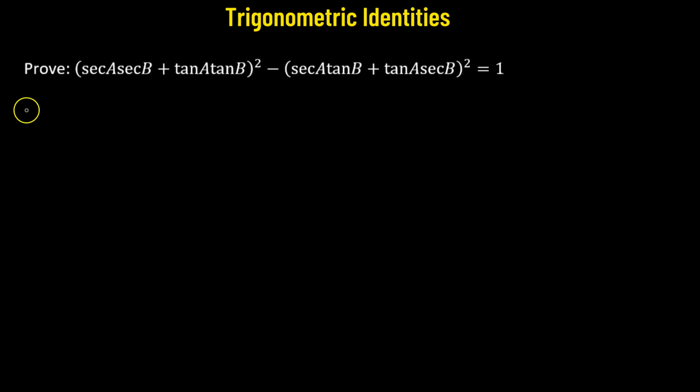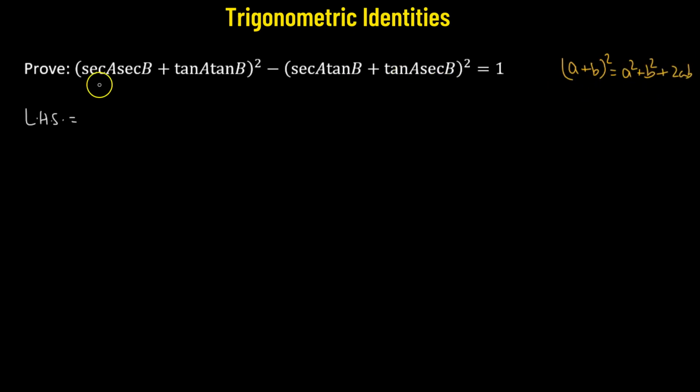Now let's prove the following. We'll begin from the left hand side. So on the left hand side, we have (secant a times secant b plus tangent a times tangent b) whole squared. So we can use the algebraic identity (a plus b) whole squared. When you expand it, this gives us a squared plus b squared plus 2ab.